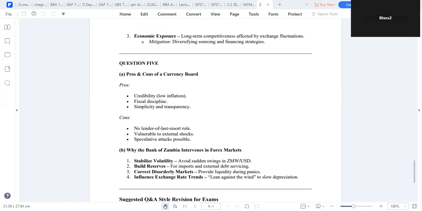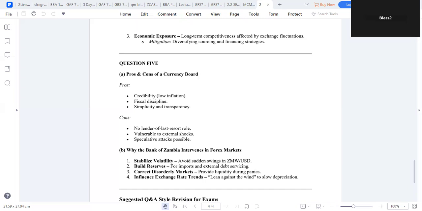This board also is there for transparency and simplicity. So the currency board is simpler than discretionary monetary policy because the domestic currency issuance is directly linked to foreign reserves. So investors and the public clearly understand the rules governing the money supply, which reduces uncertainty. So it increases transparency, and this transparency will foster confidence among investors and local savers.